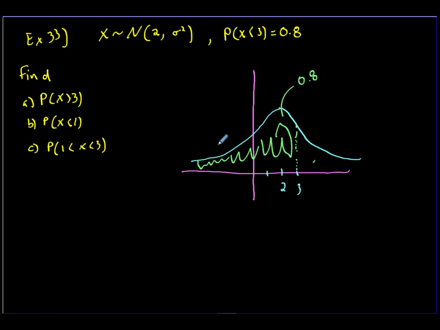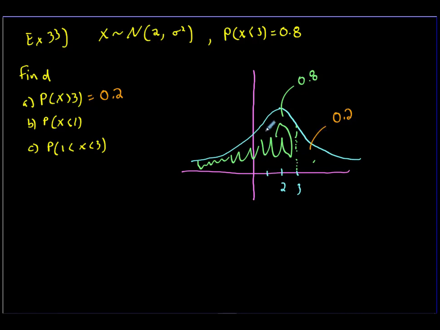If this is 0.8 and all the area is 1, I know that this area right here, let's use a different color, is actually 0.2. And that gives us the answer for this one, right? The probability that it's bigger than this, I know that that is 0.2, right? So I can use the symmetry of the graph to figure that out.